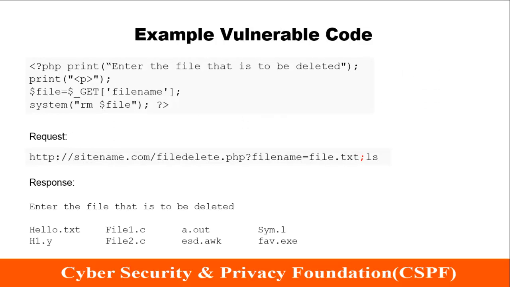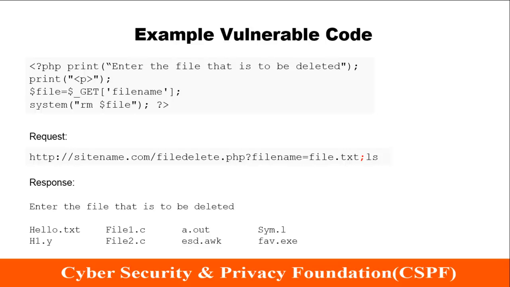Let's look into an example of vulnerable code here. As we can see, a PHP code has been written here, which takes in the user input and deletes that particular file using the system function. The request that would go to the site would be as given here, that is sitename.com/filedelete.php, and the file name parameter which specifies the file that needs to be deleted.